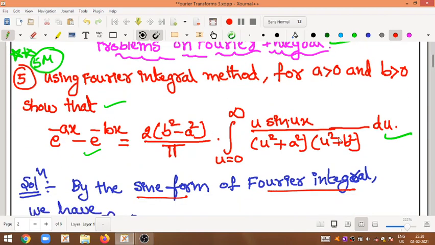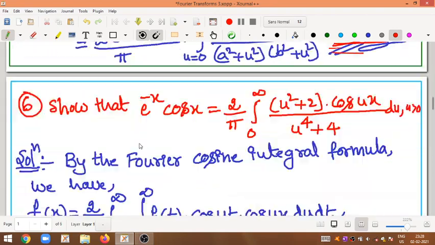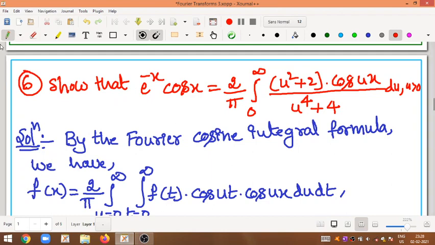So see here, you got this answer. If it is clear, I will move on to the next question. That is the sixth question. This one is also very important for a 5 marks question.